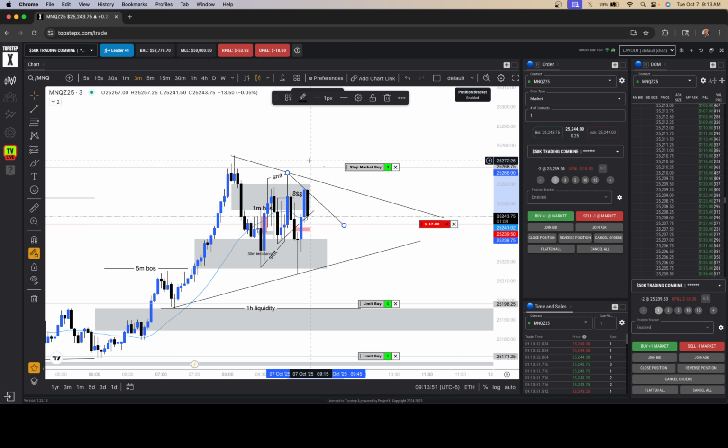Yep, not really a fan of today's price action at the moment though, but we're still in this. We're still in a few trades. We'll see how it plays out.